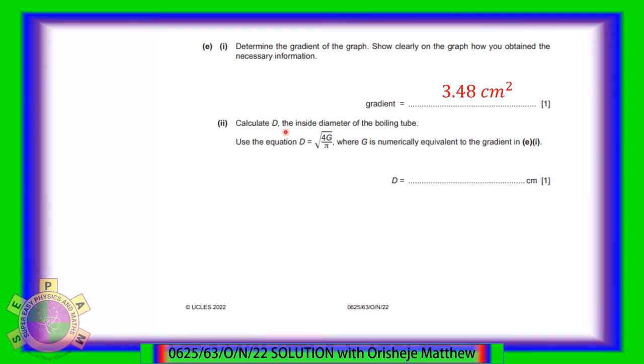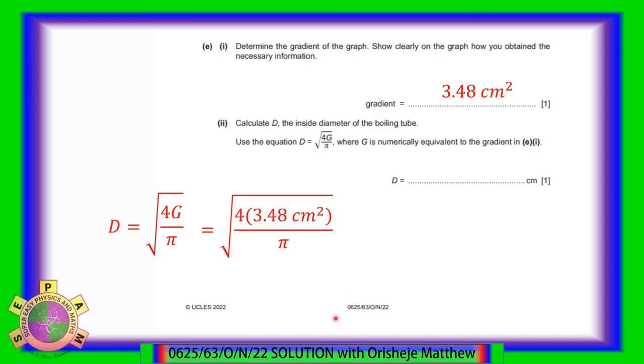Now determine the diameter of the boiling tube. To get the diameter, that is the square root of 4 multiplied by the gradient, divided by pi. So we can substitute our values. The diameter is 2.1 cm.